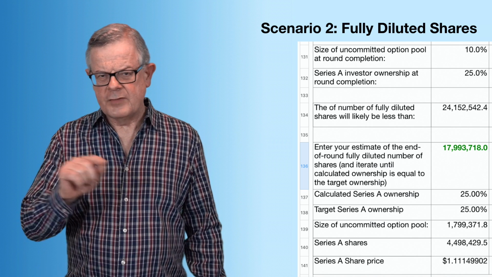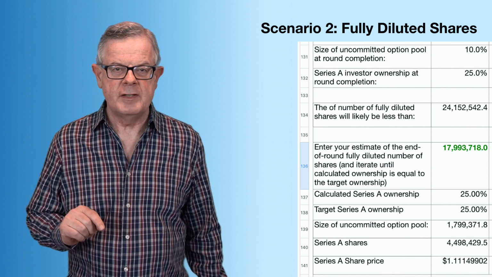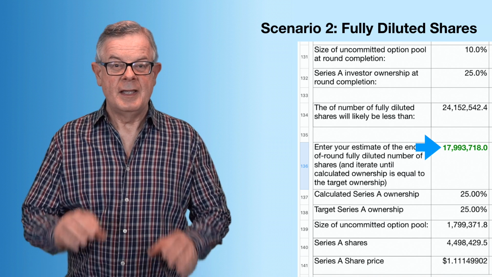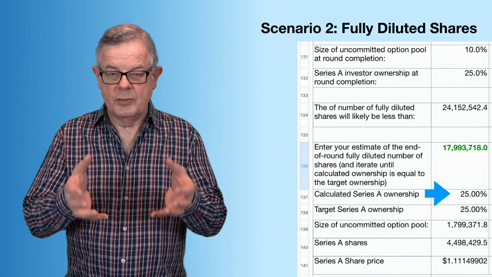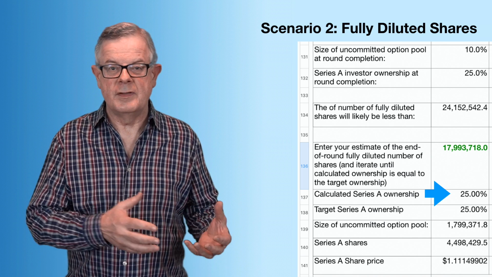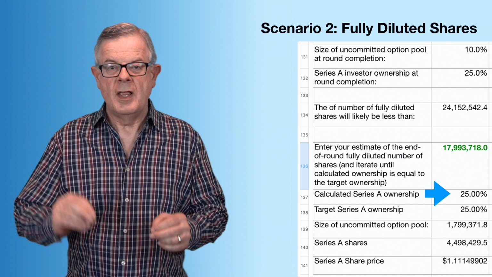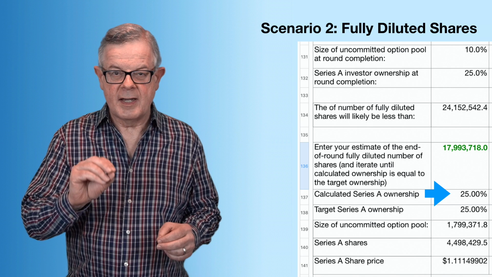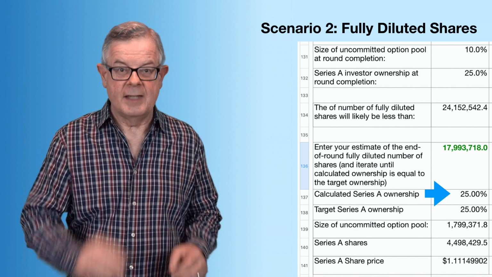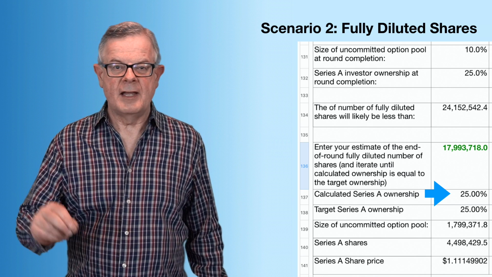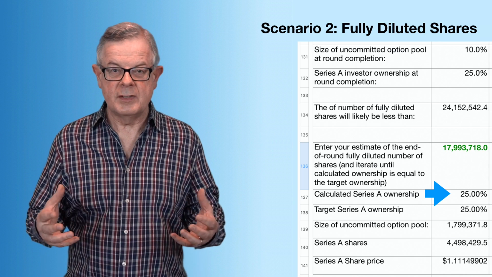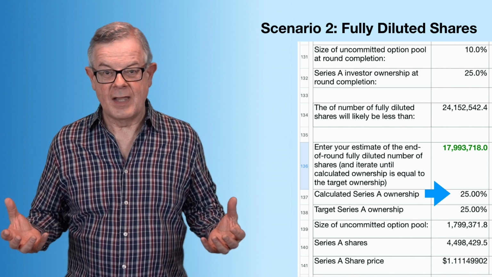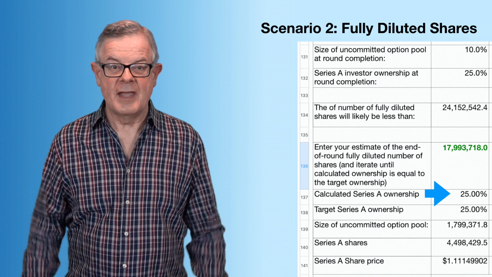And sure enough, if you plug in different numbers in that green field, you'll find that 17.993 million shares is the right number that gets you to a 25% ownership of the Series A investment. So that's the way you come up with the right answer, is iterating through that number to nail, in this case, 25%. We've iterated that. We've come up with the fully diluted stock number that we have to hit. And then it's easy to come up with the size of the option pool. It's just 10% of that number.